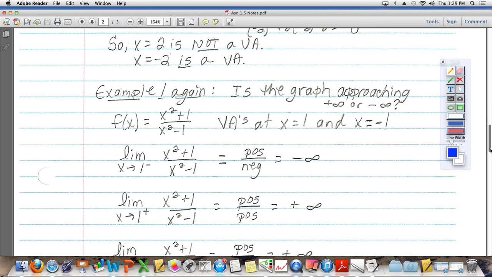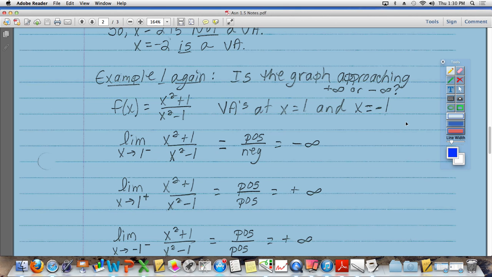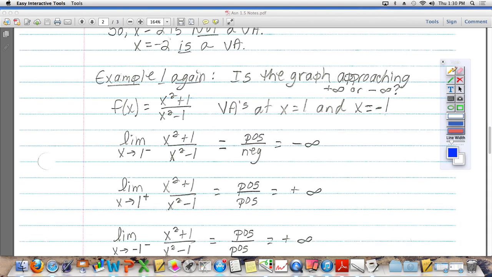I wrote down example 1. Again, this is the same thing you already talked about on the previous page, second page I think it was. Maybe it was the first page, I can't remember. So example 1 again. The question now is, is the graph approaching positive or negative infinity when we get close to those asymptotes? In example 1, we had 2 asymptotes, correct? We had one at 1, and we had another one at negative 1. So we need to check what's going on as we are headed toward those. We have an asymptote right here at 1. We have another one right here at negative 1.